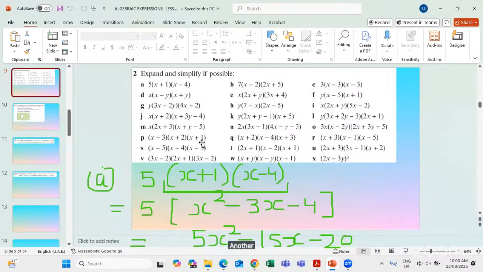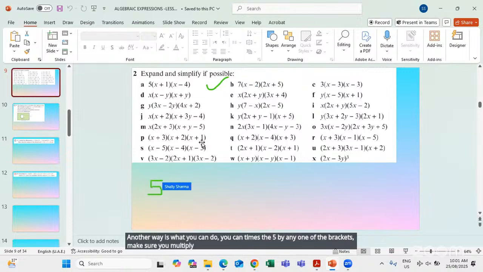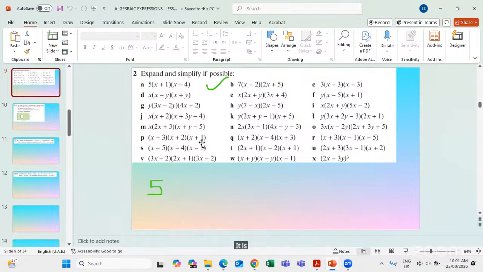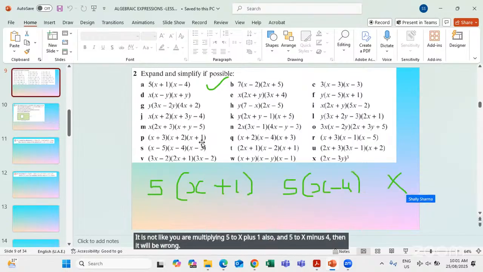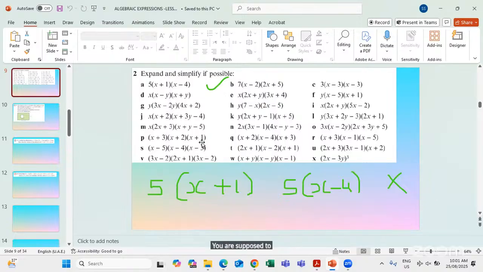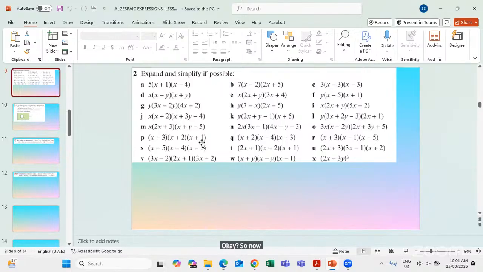Another way is to multiply the 5 by any one of the brackets. Make sure you multiply this 5 by only one of the brackets. It is not like you are multiplying 5 to x plus 1 and also 5 to x minus 4. Then it will be wrong. You are supposed to multiply this 5 by one of the brackets, because consider it like it is 5 times a times b.